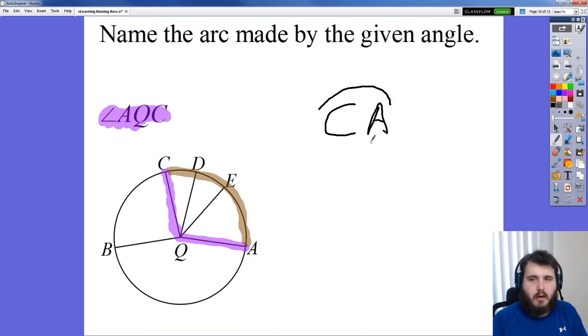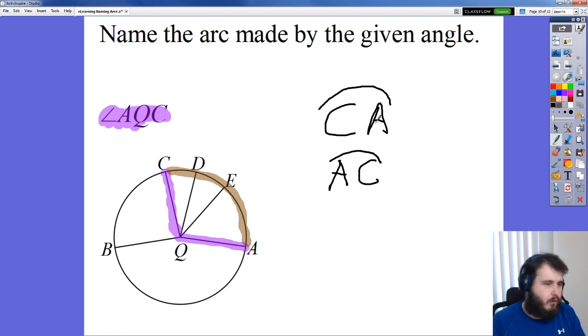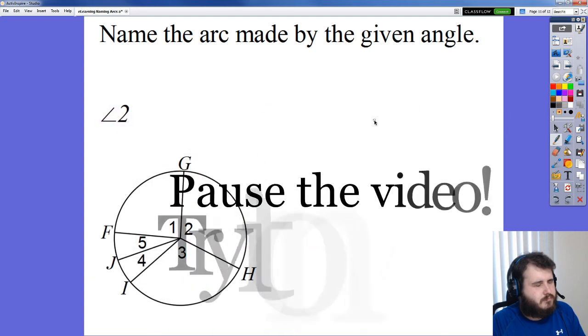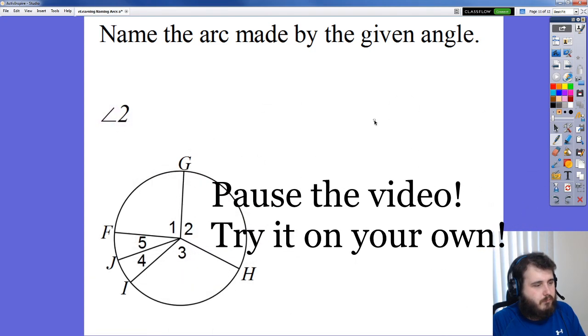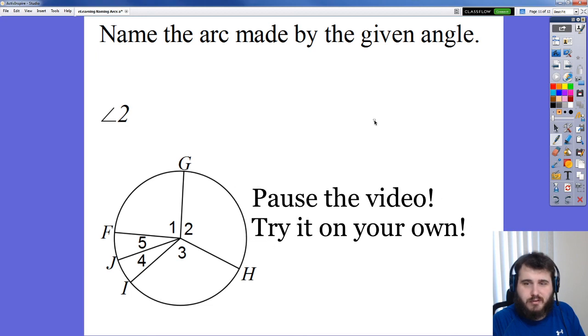Arc CA. Now you could have also called this arc AC, and this would be the exact same thing. That is fine. It does not matter which way you go. As long as you have the 2 endpoints written with the little hat over it, you know that you have named the arc properly. So, now that we've done one example, here's another example. Go ahead and give it a try on your own.